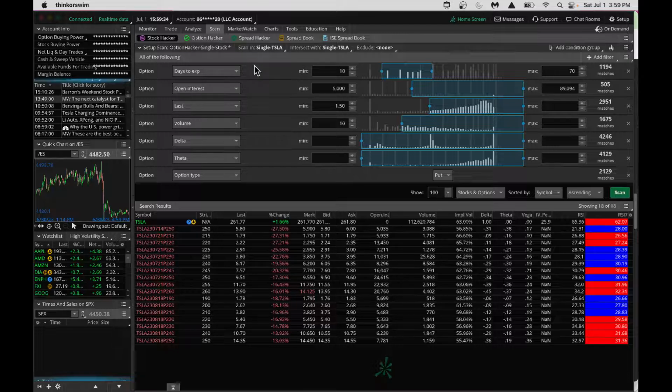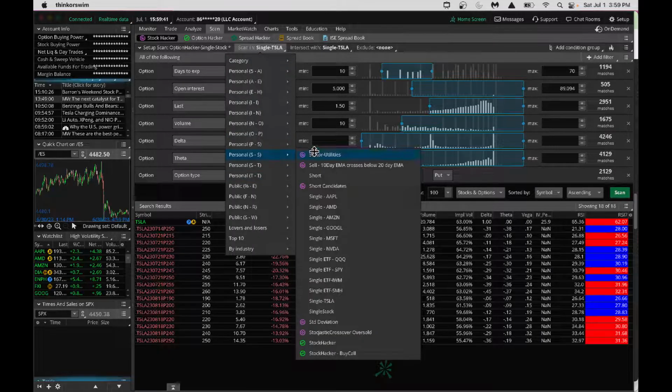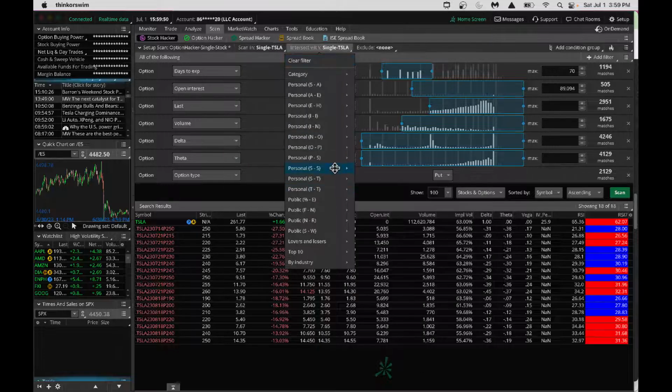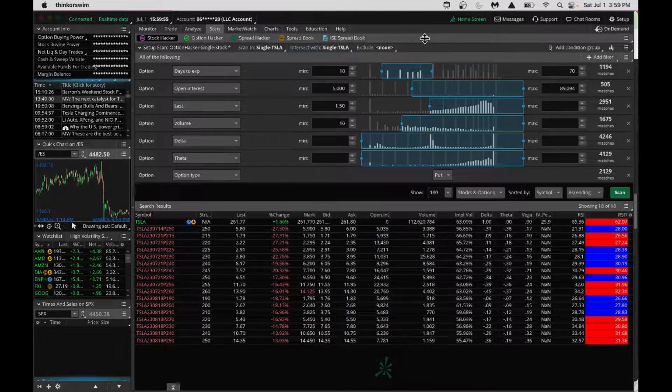Look, what I've done here is I said scan a single stock. That's the single stock watch list that I showed you, the single Tesla. I got a few more single stocks, as you can see here. And I also have intersect with, same thing here, single stock Tesla. What that does is it makes sure it scans only Tesla options. And I also saved the scanner. It's called Option Hacker Single Stock.